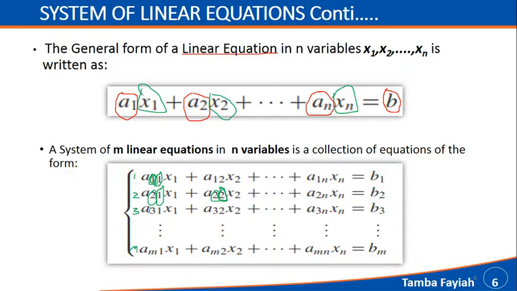You come to the third one, we have the third equation with the first variable. Then we have the third equation with the second variable. Here we have the third equation and the nth variable, assuming we may have like 10 variables in this equation. So this group of linear equations coming together forms a system of linear equations.